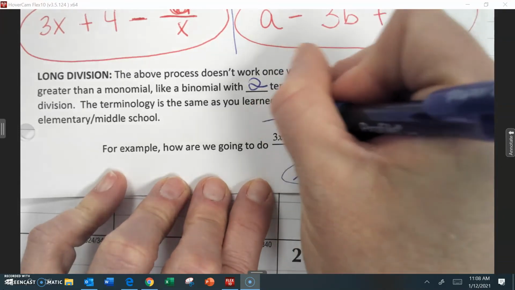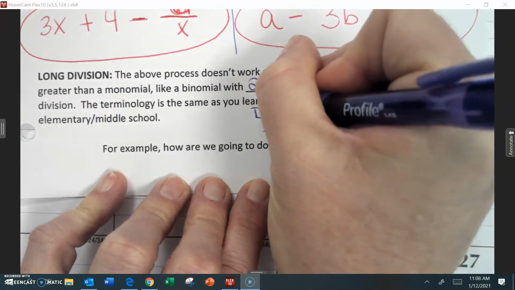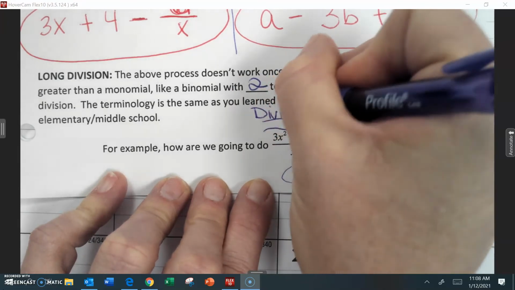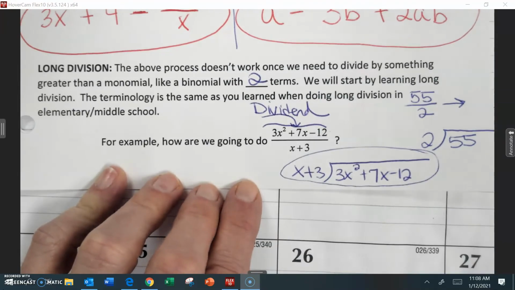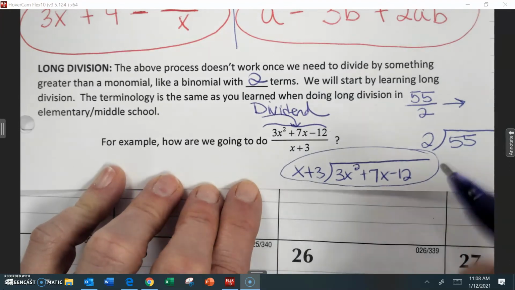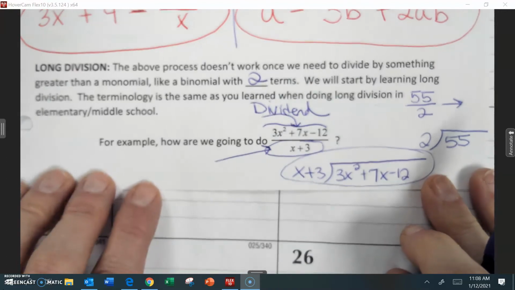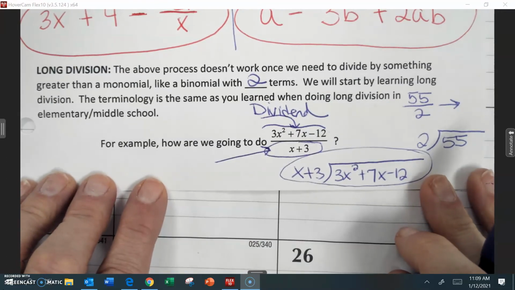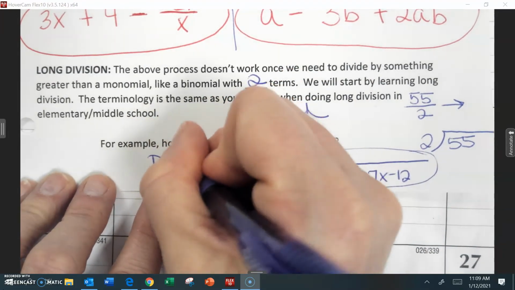But this up here, y'all, this whole thing is called the dividend. And you're going to hear me say that. The dividend is your numerator. Does anybody remember what the bottom's called? That's our denominator as a fraction, but in division, does anybody remember what that's called? That's called the divisor.